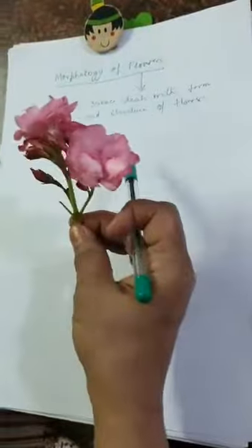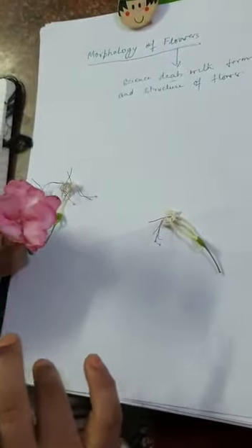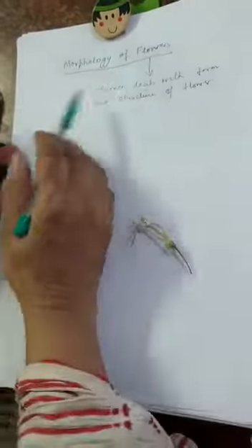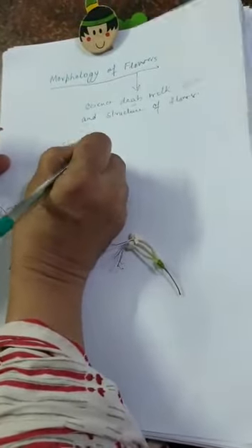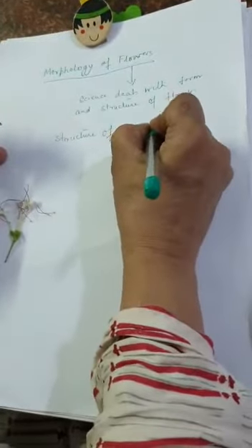These are flowers. Without this, sexual reproduction is not possible in a plant. Now come to the structure of flower.